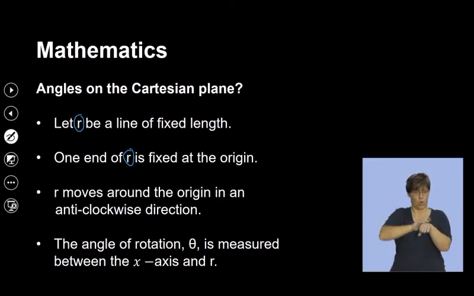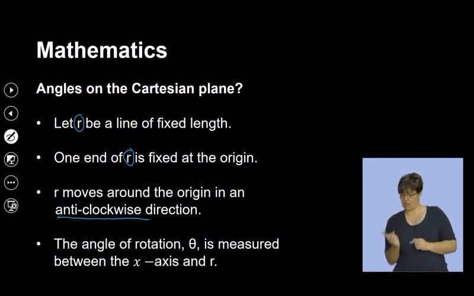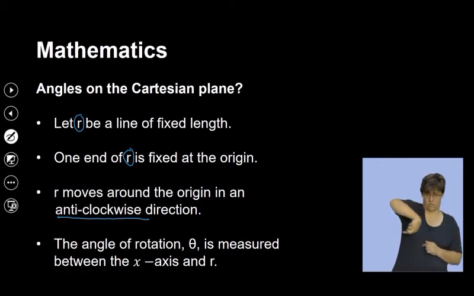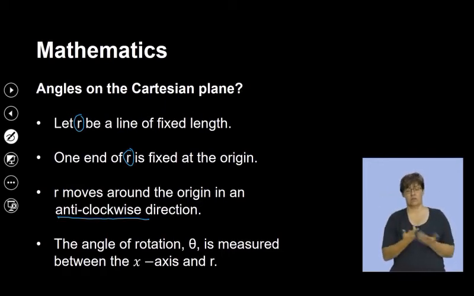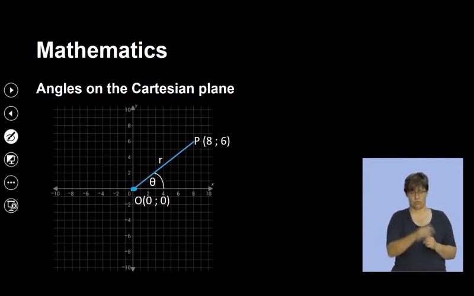For us to measure angles on a Cartesian plane, we start from the x-axis on the right-hand side, and we move in an anti-clockwise direction. Then the angle of rotation theta is normally measured between the x-axis and R, as I just said. So let's look at this. I'm using 8 and 6 because it makes a right-angled triangle if I was to complete the line like that.